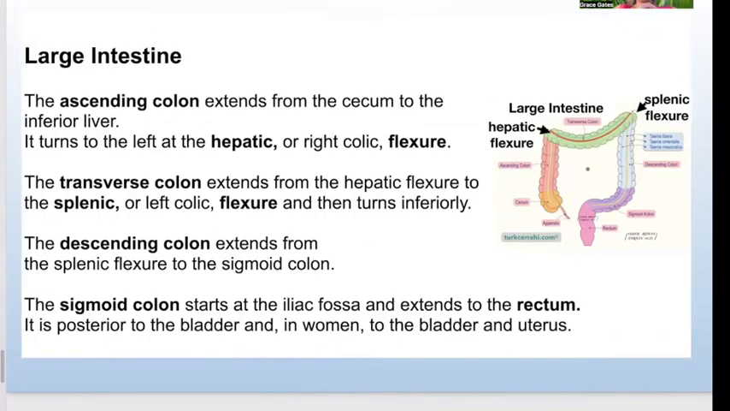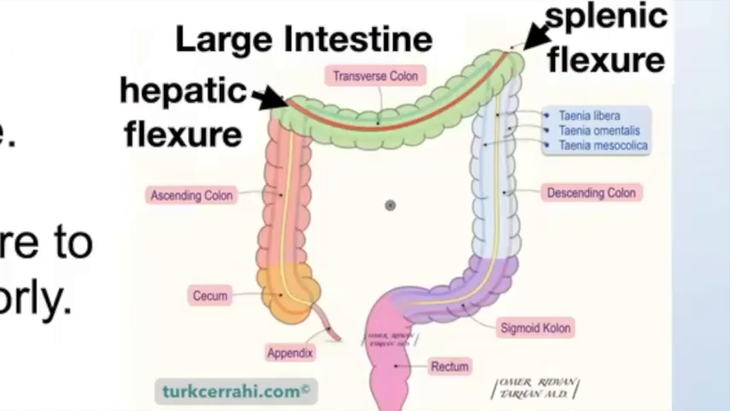The ascending colon extends from the cecum to the inferior liver. It turns to the left at the hepatic or right colic flexure. I like to use hepatic because it reminds you of where it is. The transverse colon extends from the hepatic flexure to the splenic or left colic flexure and then turns inferiorly. And I like to use splenic flexure because it reminds you where it is, up by the spleen.